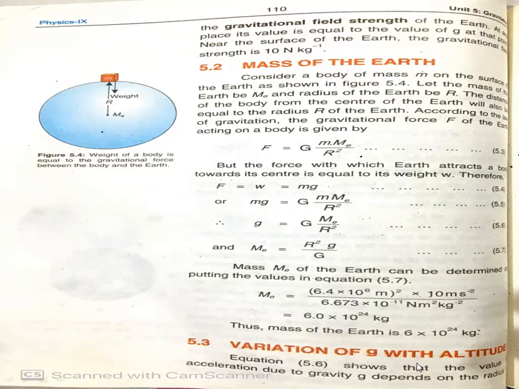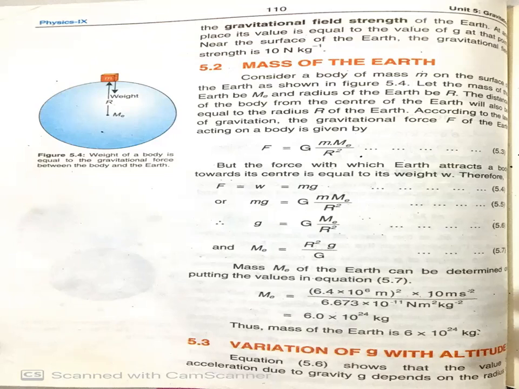5.3, variation of g with altitude. This is also on page number 110. I will read it first and then I'll explain it to you. Equation 5.6 shows that the value of acceleration due to gravity g depends on the radius of the Earth at its surface. The value of g is inversely proportional to the square of the distance from the center of the Earth, but it does not remain constant. It decreases with altitude. Altitude is the height of an object or place above sea level. The value of g is greater at sea level than at the hills.